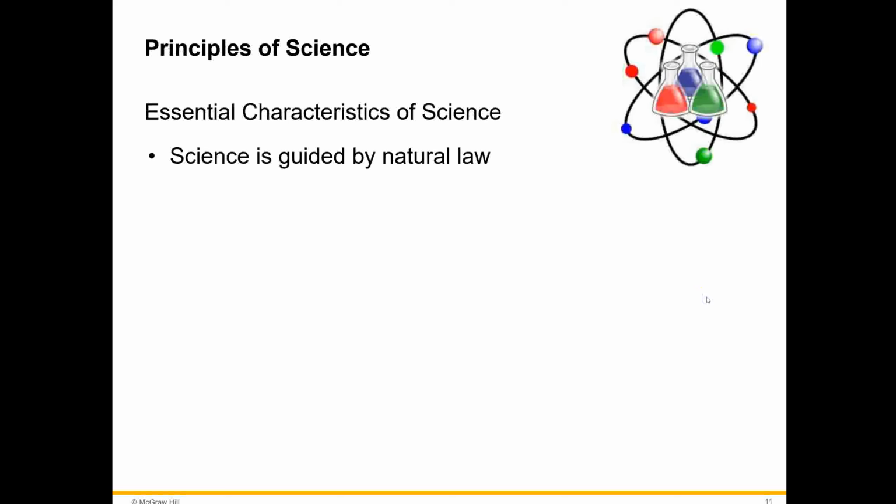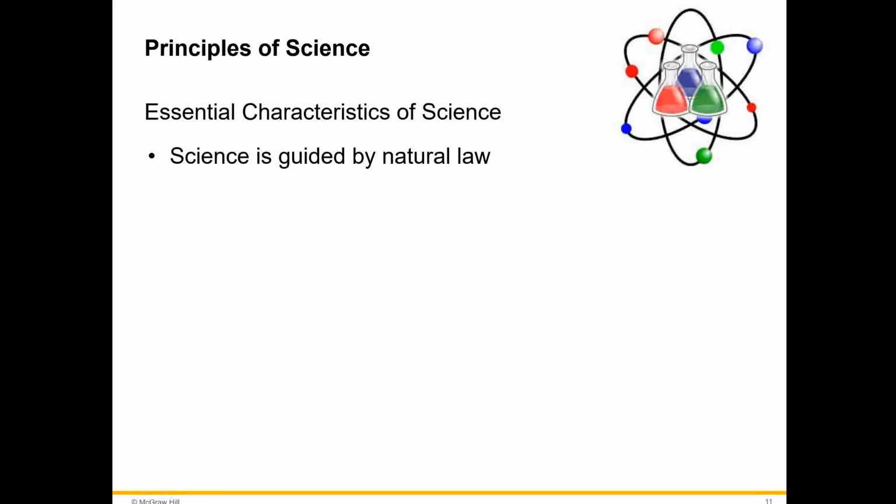So we've got to talk about the scientific process. Zoology is a scientific discipline. So let's talk about the essential characteristics. The first is that science is guided by natural law. It has to be guided by natural law. You cannot use supernatural explanations for things. It does not count. Okay.